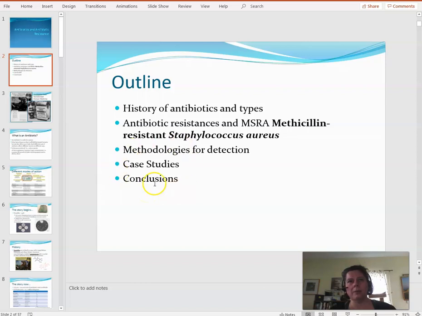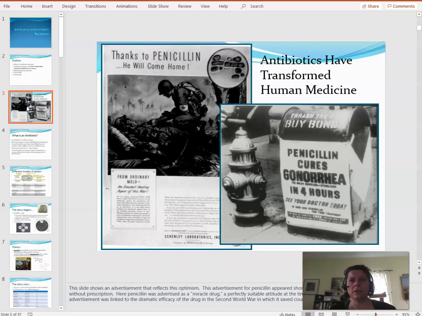Especially when we talk about case studies and methods, we'll talk about why there aren't any MCLs and whether there should be. This is an interesting concept because there really isn't an unhealthy amount of it. When we usually set MCLs, we're setting them on something that's going to cause cancer or death or illness. So this is a controversy, and we'll talk more about that. So let's start off with the history of it.